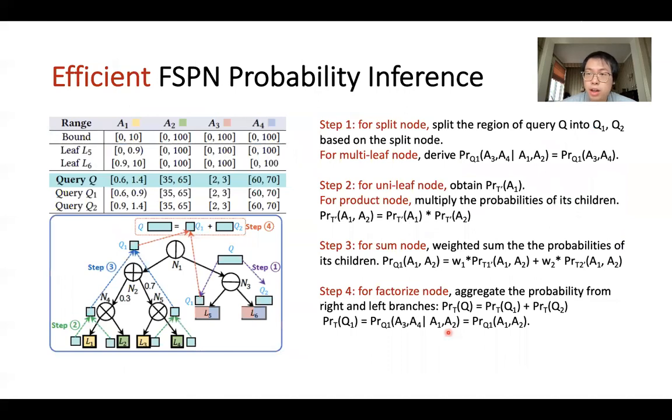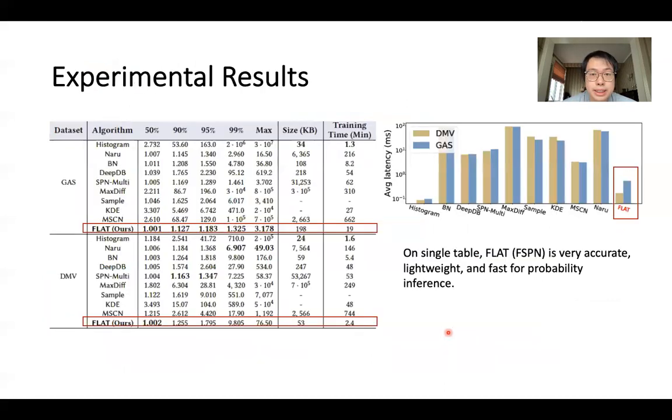Okay, so for FSPN we also provide a very effective training process and a very efficient online probability inference process. Due to time limit, we will not go into too much detail on it. So we directly see our experimental results. We use 2 real-world single-table datasets, GAS and DMV. And on both datasets, FSPN, i.e. FLAT on single table, achieves roughly the best accuracy with very small model size and very fast training time. More importantly, the inference time is only slower than histogram and much faster than the existing ML-based methods.